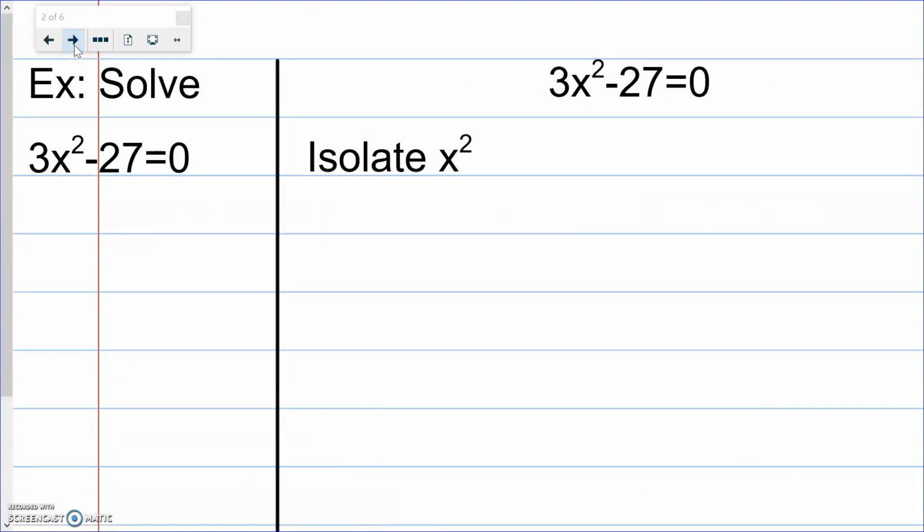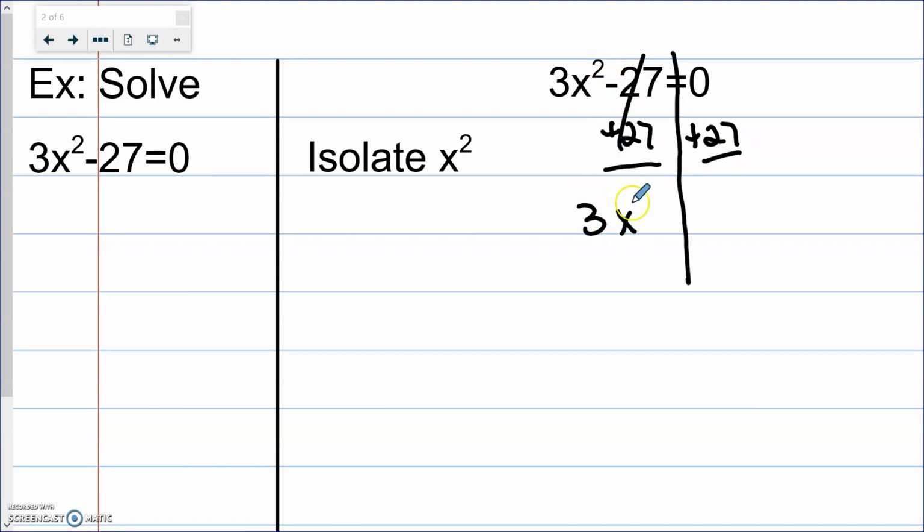We want to solve 3x squared minus 27 equals 0. The first thing we want to do is isolate x squared. So we want to get the x squared by itself. We will start off by attacking the negative 27 by doing the opposite, which is adding 27 to both sides. That goes away. We did that on purpose. Now we have 3x squared equals 27.